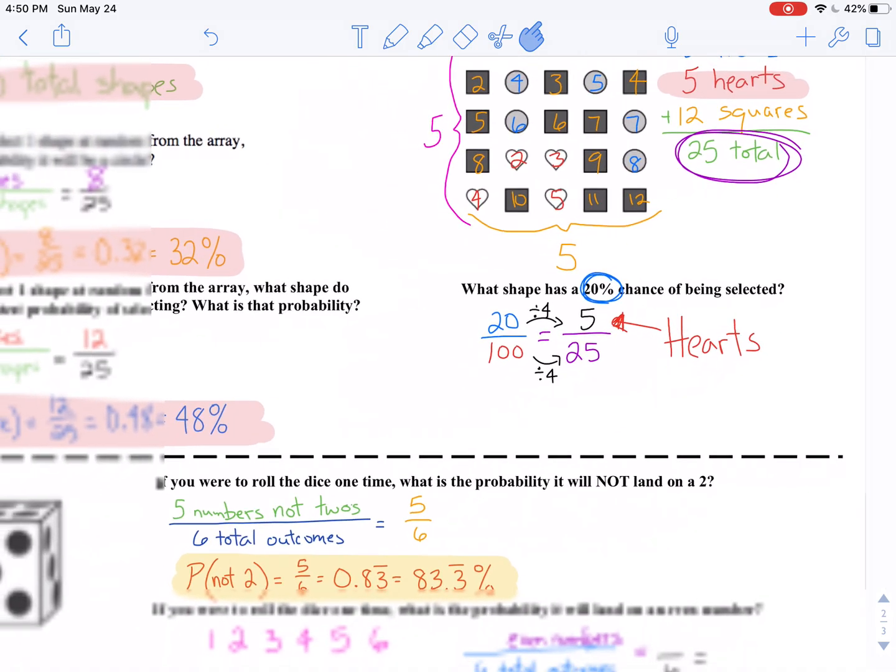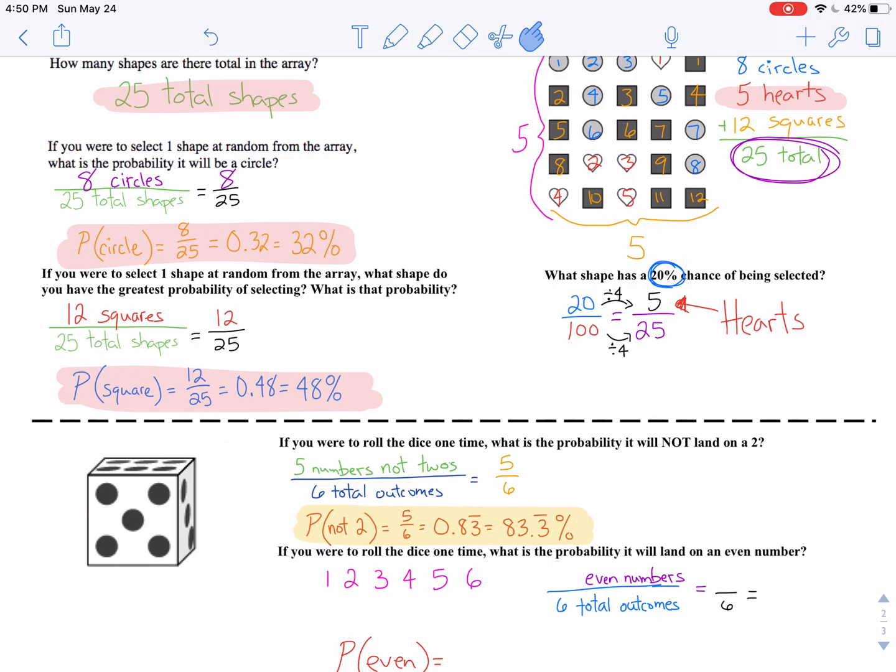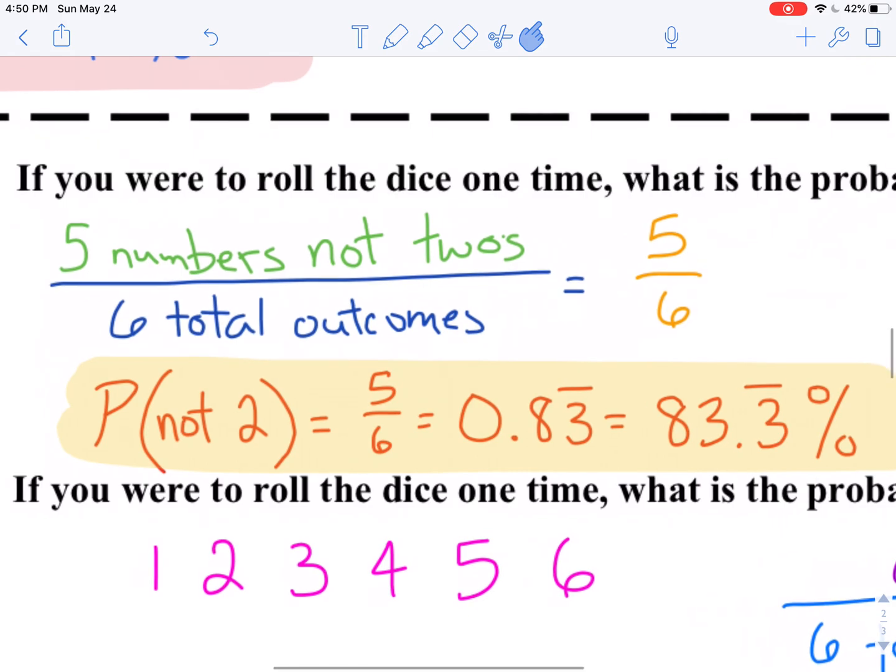All right, we're almost done. I did the first problem for you on the bottom. All right, so we have the probability of not 2 equals 5/6 equals 0.83 repeating equals 83.3 repeating %.